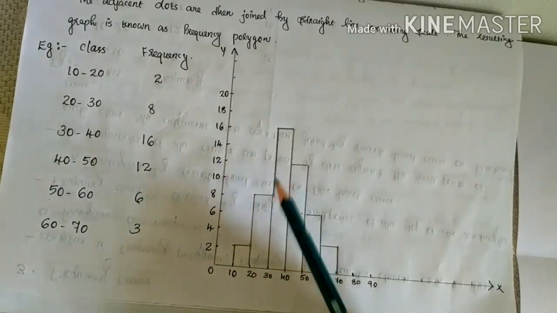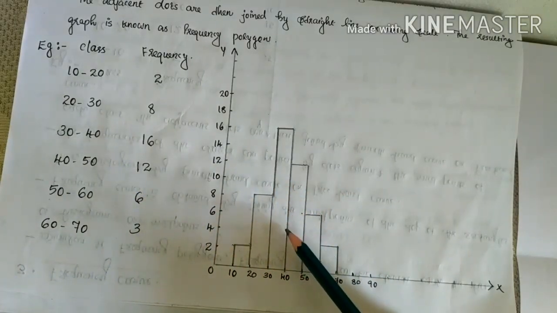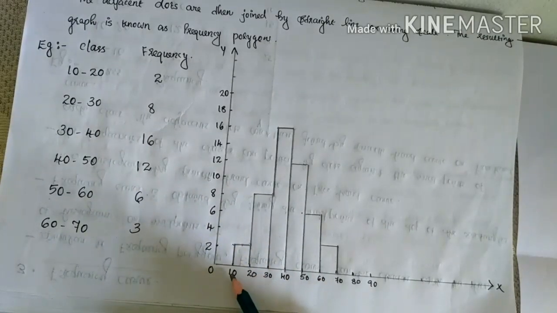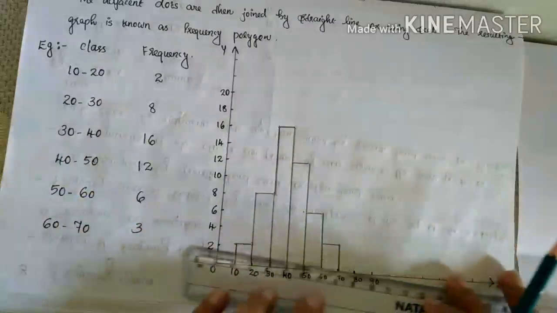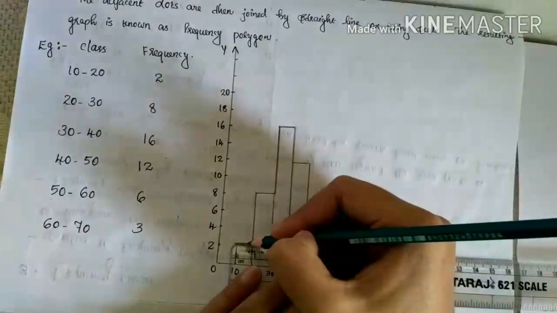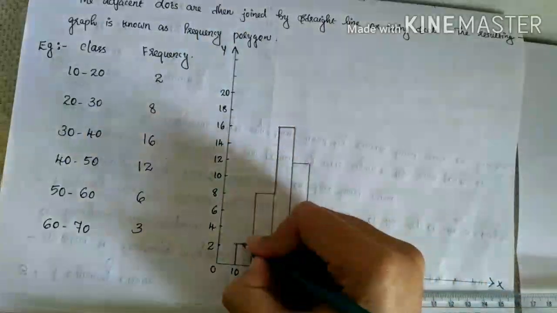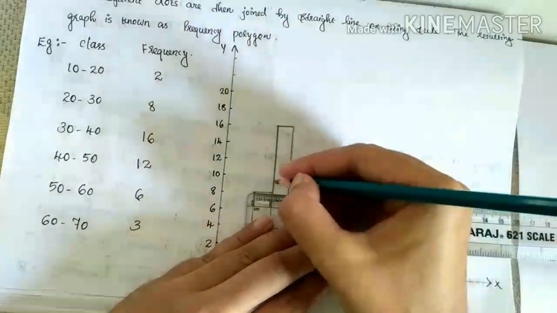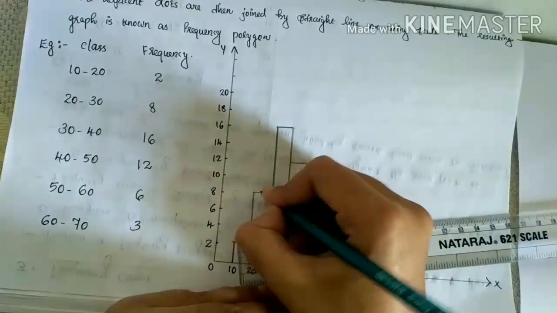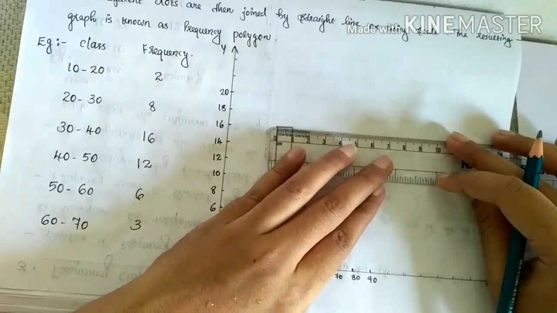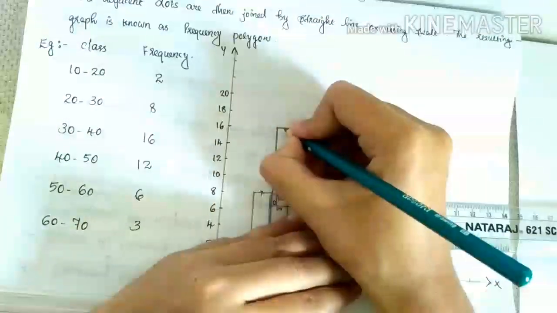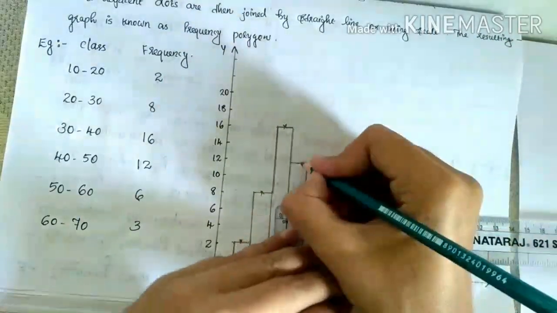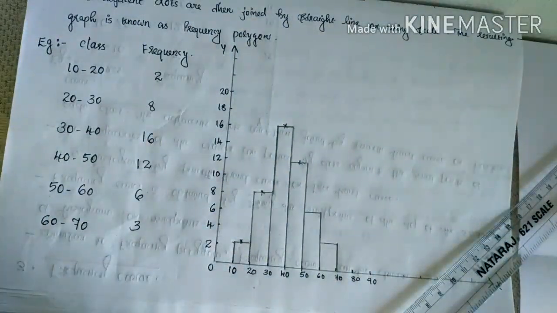The next step for drawing a frequency polygon is plotting the midpoint of each class. Here for the class 10 to 20, the midpoint is here. That is the central point of the rectangle. So we have to plot the midpoints of all the rectangles. That's the next step while drawing a frequency polygon, plotting the midpoints of all the rectangles. In the same way, plot the midpoints of all the rectangles.